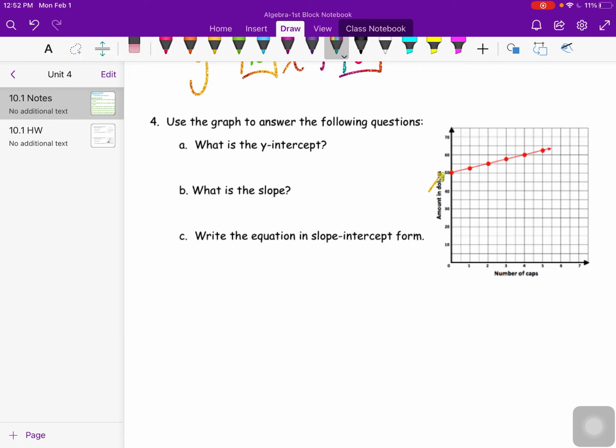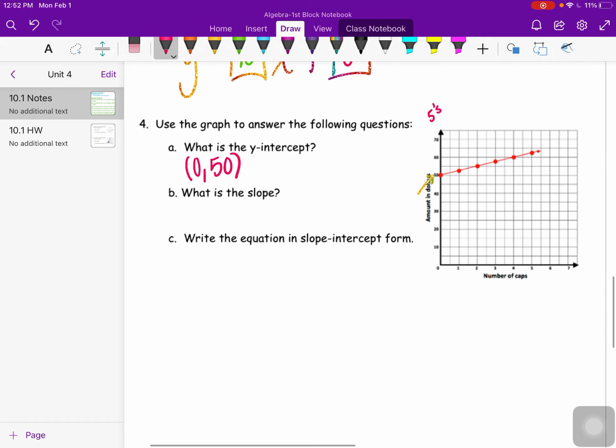Looking at the y-axis, it looks like that y-intercept is 50, so I'm going to write it as an ordered pair: 0, 50. We're going to trace our rise over run, keeping in mind that we're counting by 5s on the y-axis. So every box, or every grid line, is a 5. And on our x-axis, every box or every grid line is 1/2, so every other box is 1.